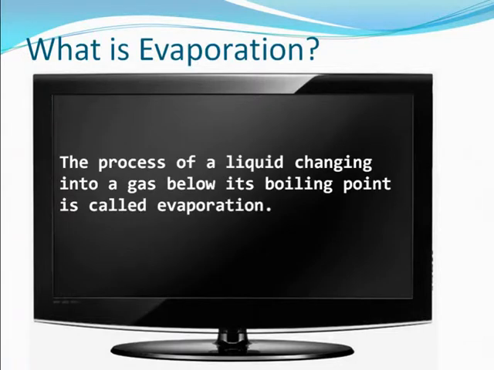The process of a liquid changing into a gas below its boiling point is called evaporation. You see, in our last chapter, we had studied that when we heat a liquid to a certain temperature called its boiling point, the liquid changes its state and becomes a gas, isn't it? We had studied that. However, even when we don't heat a liquid to its boiling point, many times the liquid changes into a gas. This changing of a liquid into a gas below the boiling point is called evaporation.